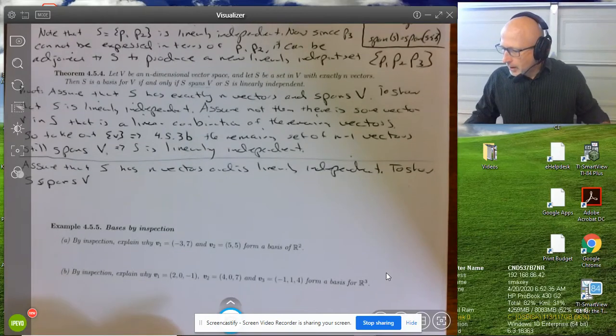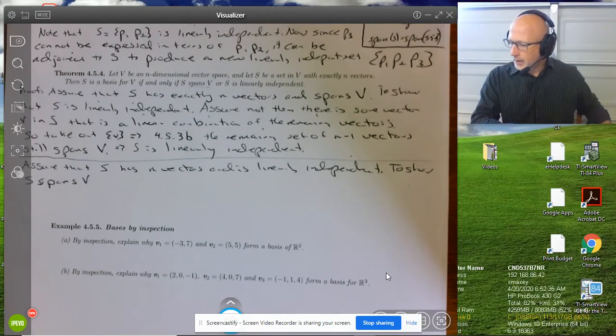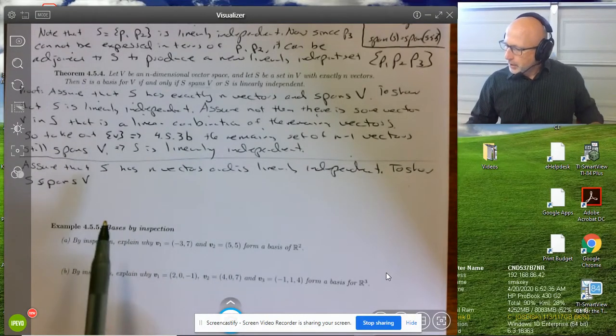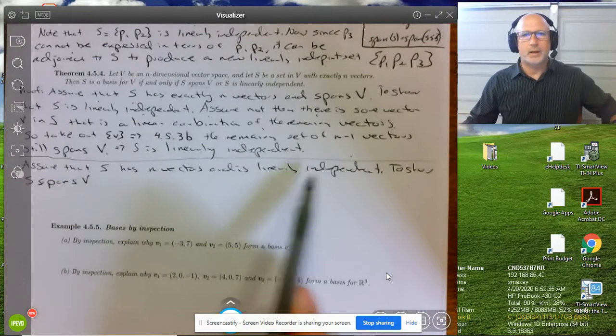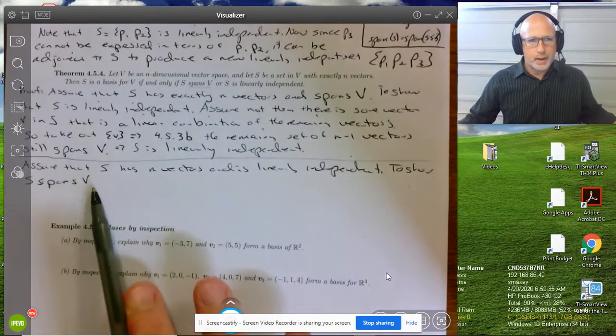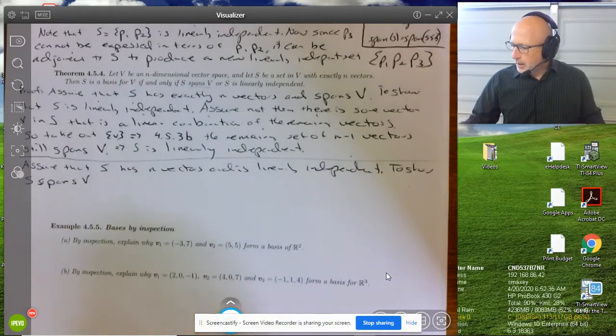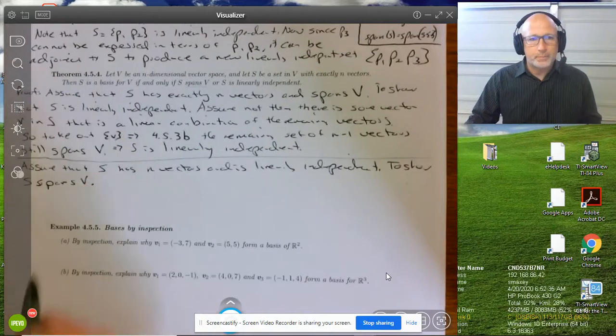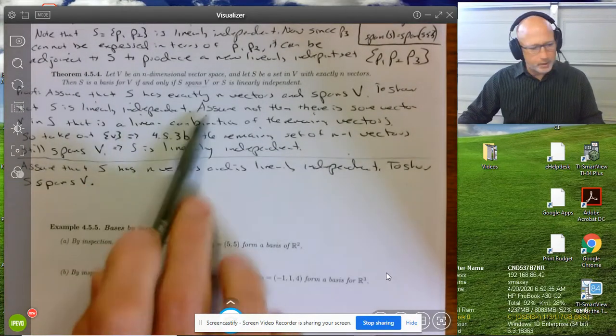Okay, so back to this. So assume that S is linearly independent. We're going to go the other way now. What we're trying to do is show that if it is linearly independent, then S spans V. Okay, so how do we do this? We basically are going to do this by contradiction again, just like we did up here.